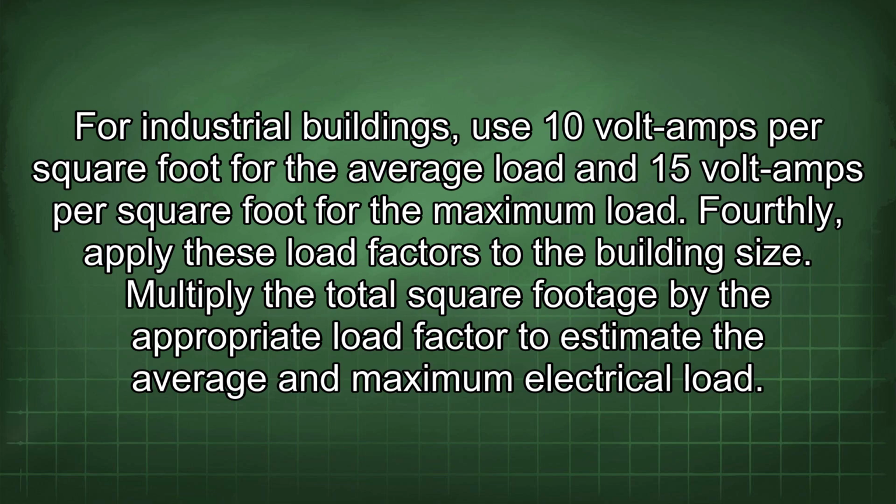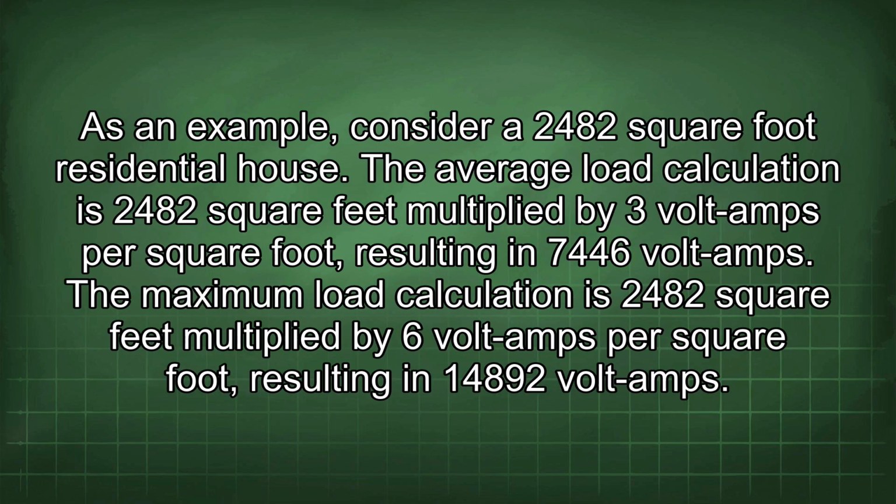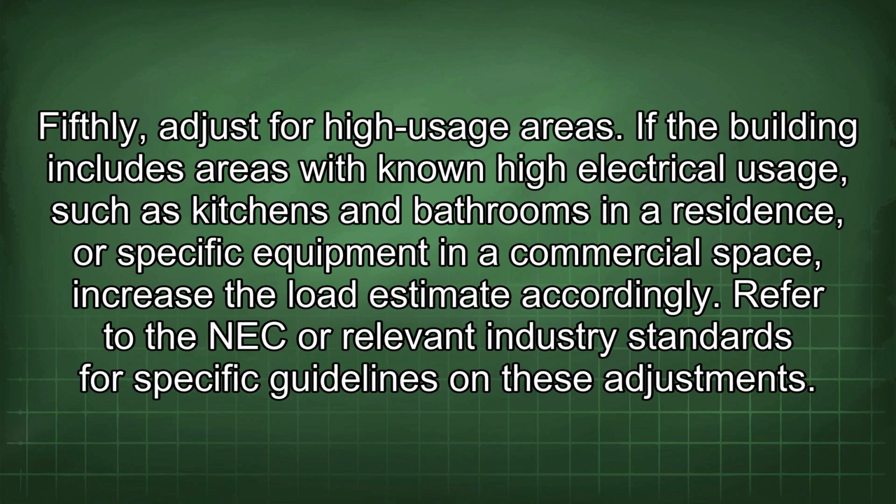Fourthly, apply these load factors to the building size. Multiply the total square footage by the appropriate load factor to estimate the average and maximum electrical load. As an example, consider a 2482 square foot residential house. The average load calculation is 2482 square feet multiplied by 3 volt amps per square foot, resulting in 7,446 volt amps. The maximum load calculation is 2482 square feet multiplied by 6 volt amps per square foot, resulting in 14,892 volt amps. Fifthly, adjust for high usage areas.